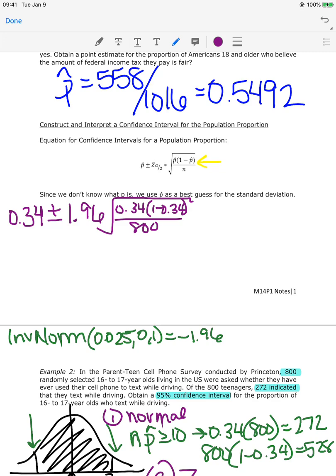So 0.34 minus, I'm going to do the minus side first. 1.96 times the square root of 0.34 times 1 minus 0.34 over 800. I apologize, I did not calculate this beforehand. And I get 0.3072.